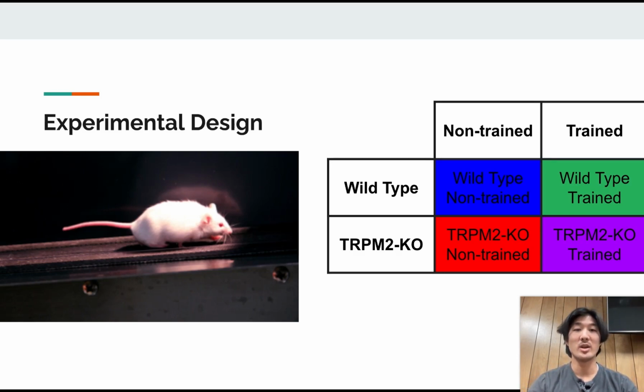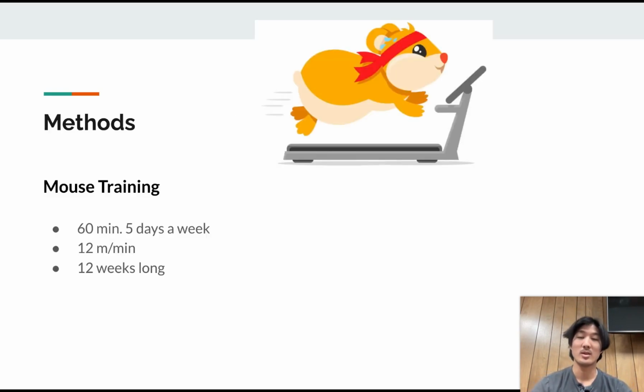These were then split into two separate groups of non-trained and trained mice. The training that the mice went through consisted of 60 minutes, 5 days a week, running on a treadmill at 12 meters per minute. They did this for 12 weeks in total. During this, the mice were put through an exhaustion test to test how long they could run on the treadmill, and those times were recorded.